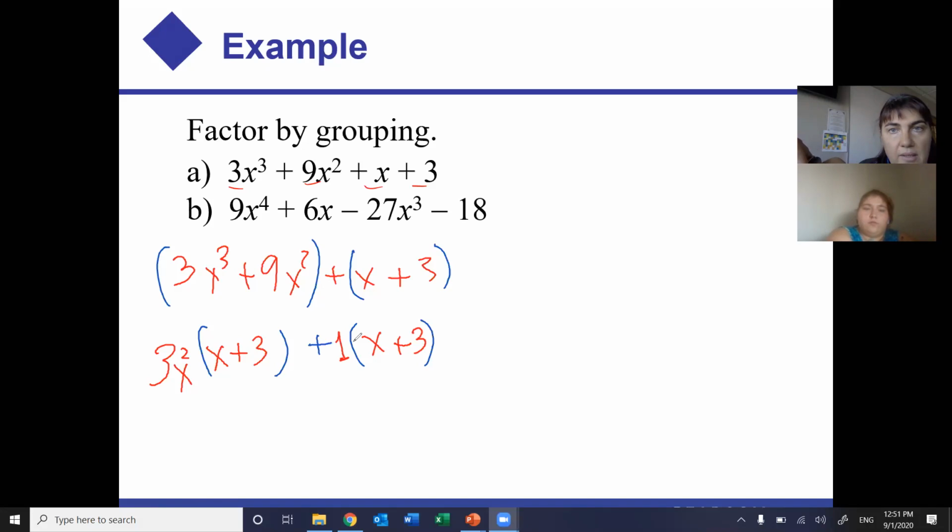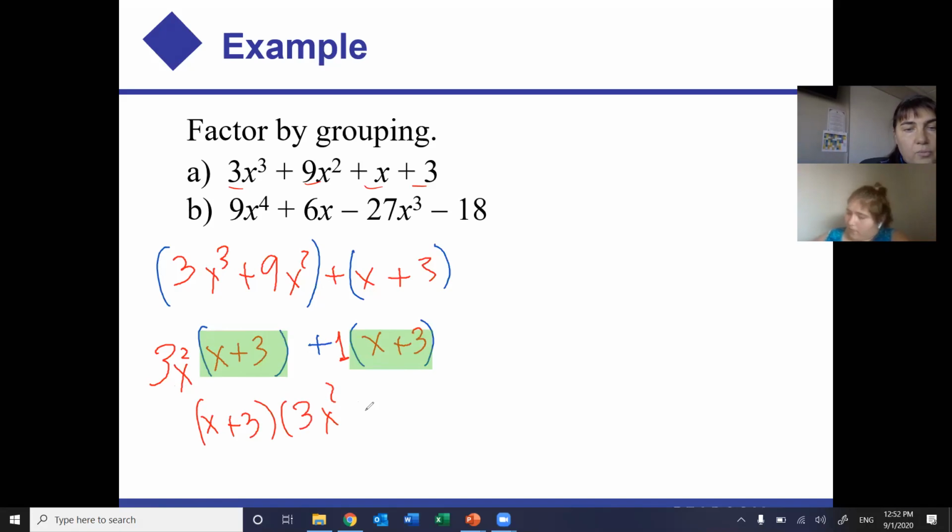Let's make it green, and let's highlight it like here. This is the common factor. So we're going to factor this thing out, with some different color like red. I'm going to do x plus 3, and what's left in the parentheses is 3x squared plus 1. Okay, we factored it. This was factored by grouping. So I'm going to clear it, and we're going to do the second one.